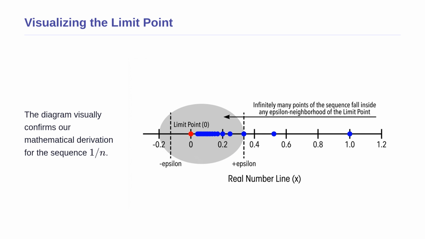The red dot at 0 is our limit point. The shaded region represents our epsilon neighborhood bubble. No matter how much you shrink that bubble, an infinite number of blue dots will always be trapped inside it. This visual crowding is exactly what the derived set captures mathematically.